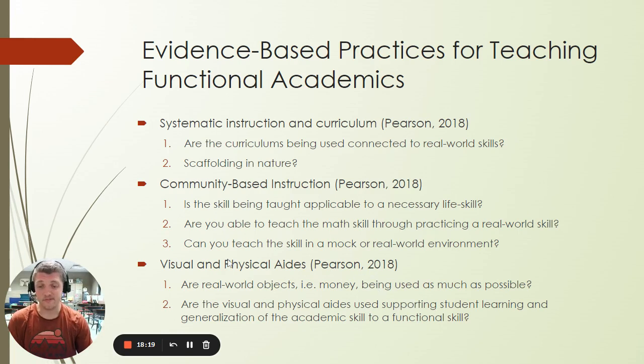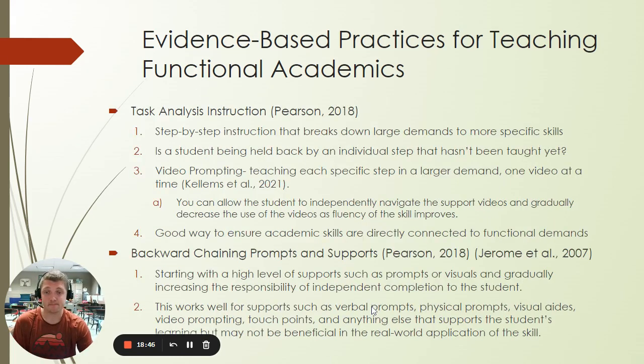And then visual and physical aids, these should be obvious. Are real world objects, money being used as much as possible? And are the visual physical aids used supporting students and supporting student learning and generalization of the academic skill to a functional skill? So we can use them in those two contexts. And then we want to fade those visual and physical aids out as quickly as we can to increase independence.